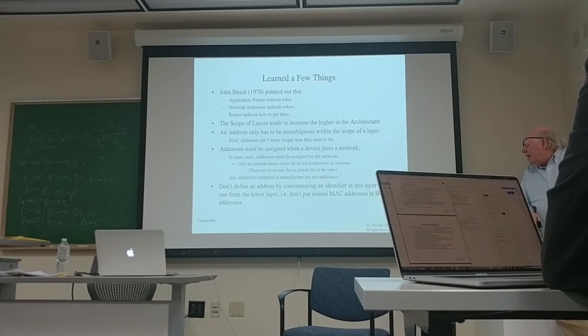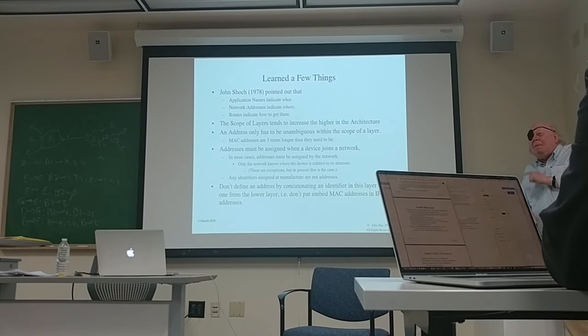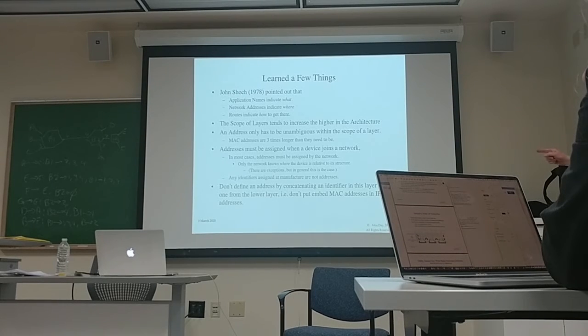Never define an address by concatenating an identifier in this layer with one from the lower layer. Now, this sounds intuitively obvious to do rather than not do it. And of course, this is what we do with file names, right? But this is a bad idea, because it makes the address route dependent. If I put an n-1 identifier in the n address, that defines a path up through the stack. And that will thwart any multi-homing solution.